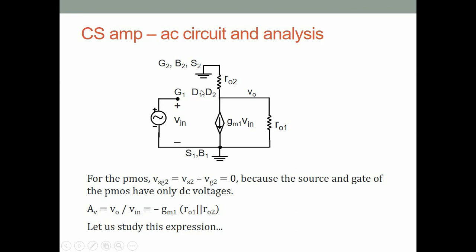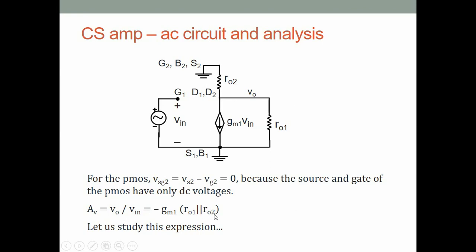So I've indicated all the nodes which are connected because this is the first time we are drawing this circuit. Over a period of time, of course, we'll stop pointing out which node this is. Alright, so we have gm1, ro1 of course is in parallel with ro2 because they are both connected from the output node to ground, and therefore we get the voltage gain as minus gm1 (ro1 parallel ro2).